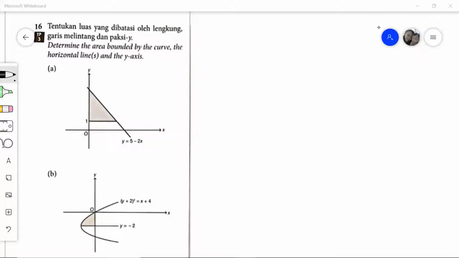Hi everyone, this is practice formative of chapter 3, question number 16. In this question, we need to determine the area bounded by the curve, the horizontal line, and the y-axis.